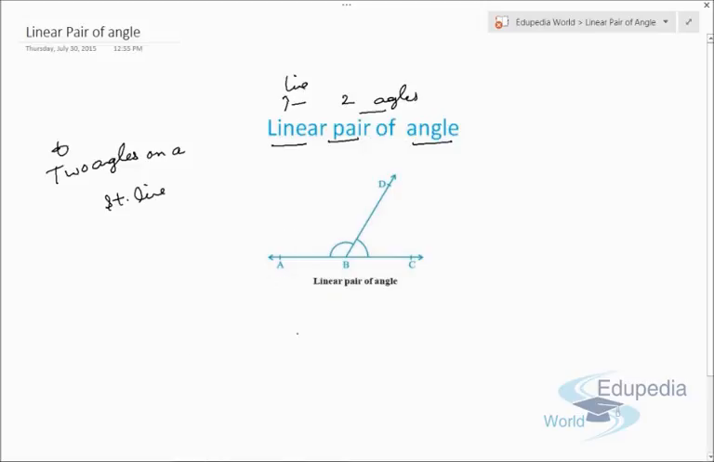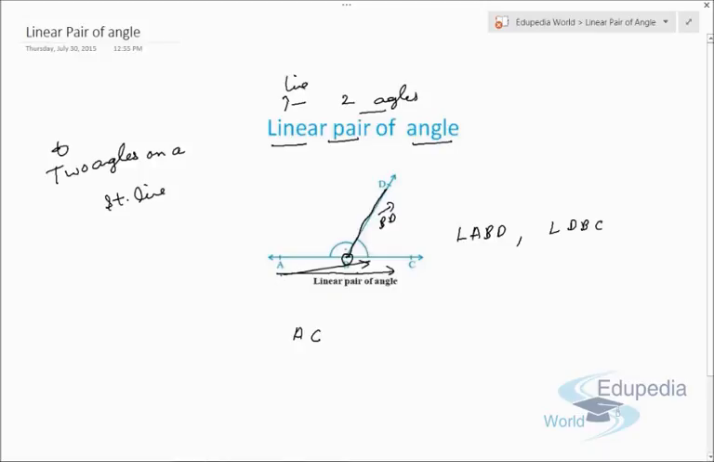Suppose we have a straight line AC and we have a common point B over here, and we draw a ray BD onto this straight line. Now this straight line AC is divided into two parts, which are angle ABD and angle DBC. Let me tell you again, this straight line AC is separated into two parts by the ray BD.